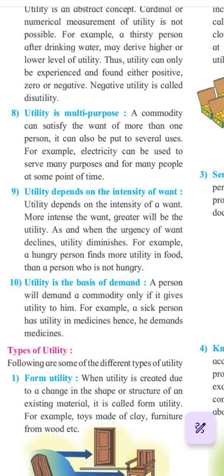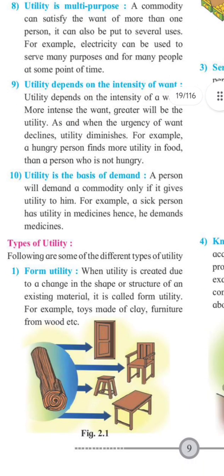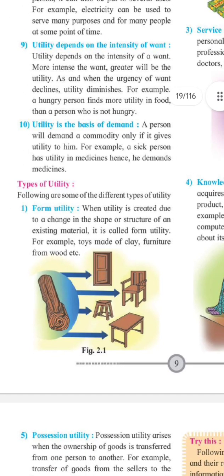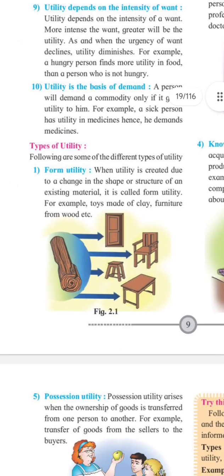Next, we have utility is the basis of demand. So a person demands only those goods which give utility to him. So example is a sick person demands medicines because they satisfy his need. These were 10 features of utility. Now we will be starting with the types of utility.